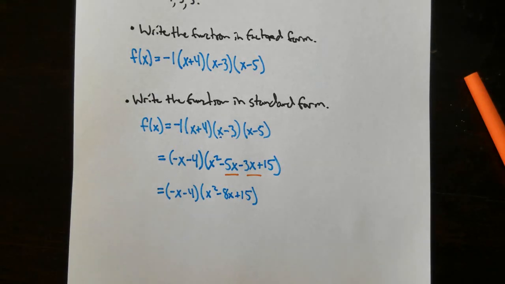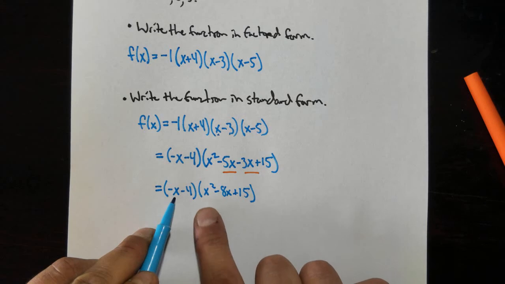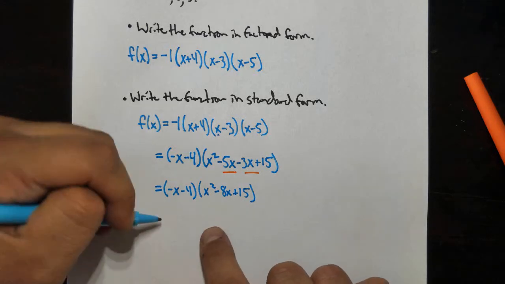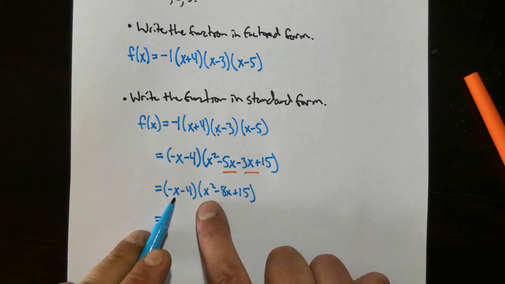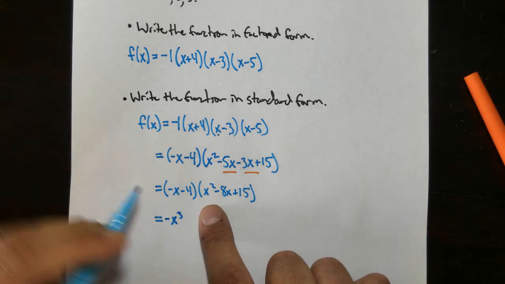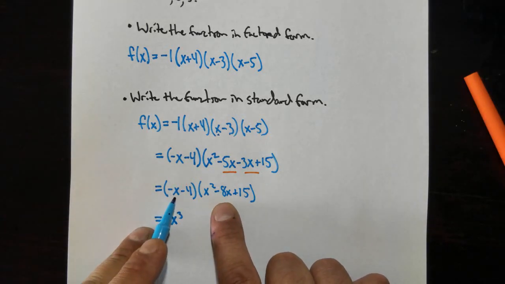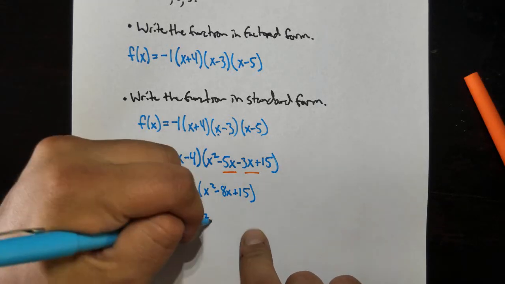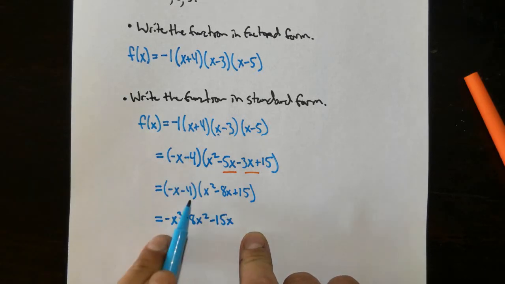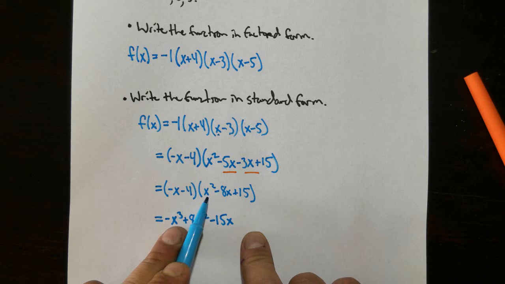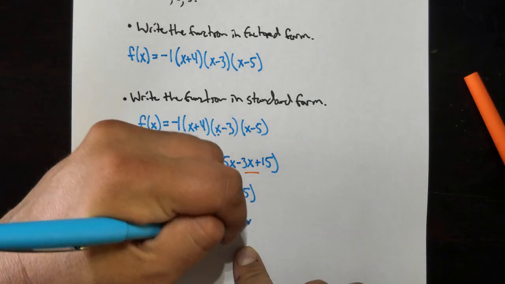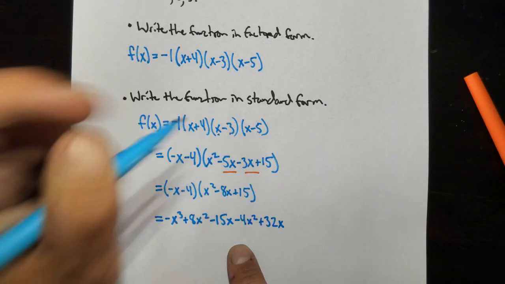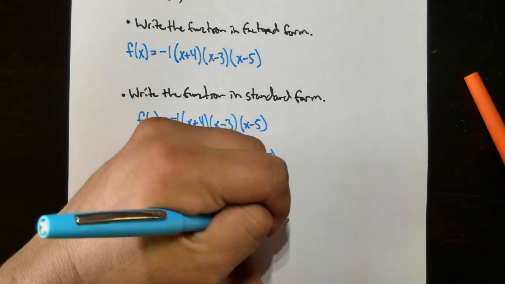And then finally, we just need to multiply these last two factors together. So I'm going to multiply this negative x to all three of these. And I'm going to multiply negative 4 to all three of these. So let's see what we get here. Negative x times x squared is negative x cubed. Negative x times negative 8x is positive 8x squared. And negative x times 15 is minus 15x. And then finally do the same thing with this negative 4. So negative 4 times x squared is minus 4x squared. Negative 4 times negative 8 is positive 32x. And then negative 4 times 15 is negative 60.